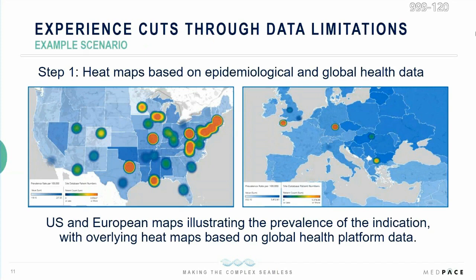I'll now talk through a couple of example scenarios. These maps here illustrate a search for sites with previous experience in a single indication. As a first step, Medpace utilized both epidemiological and global health research platforms to understand the location of patients throughout the US and the EU. The epidemiology data shows a high prevalence of the disease by region in the US and the EU, whereas the heat maps indicate pockets of patients surrounding sites conducting research.